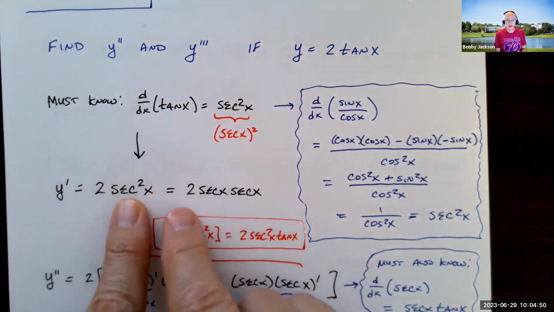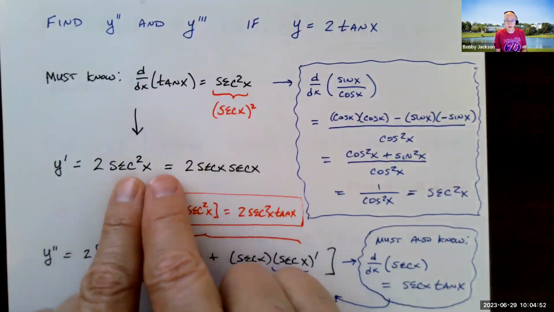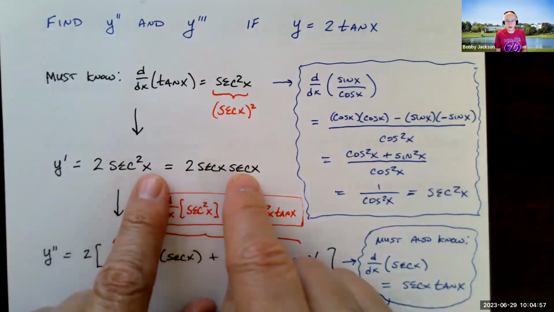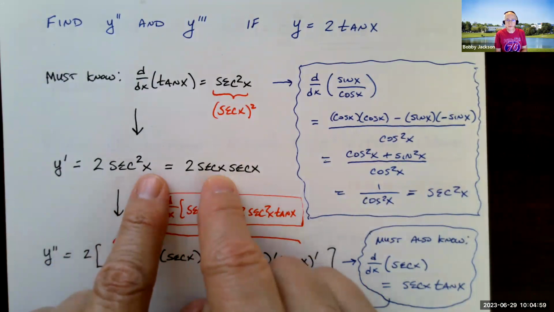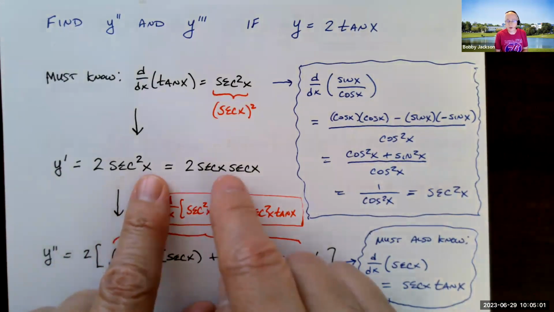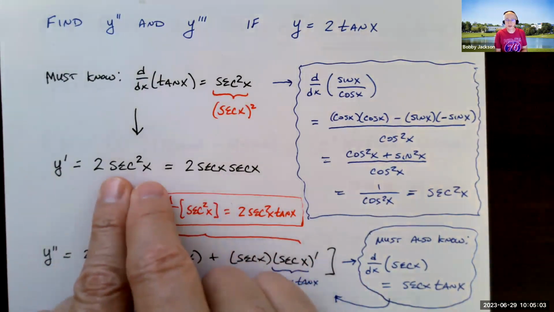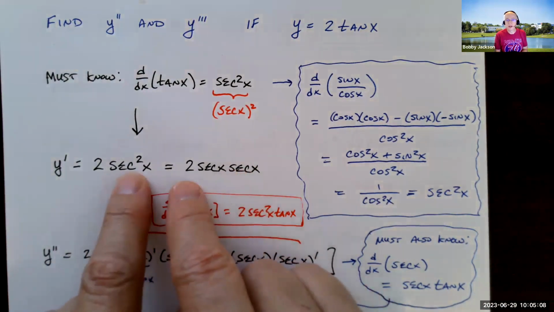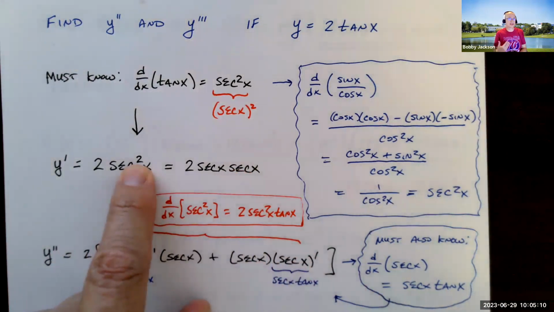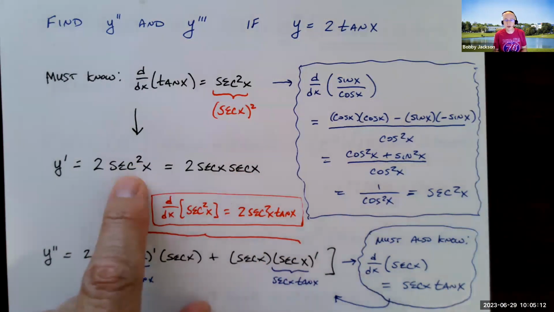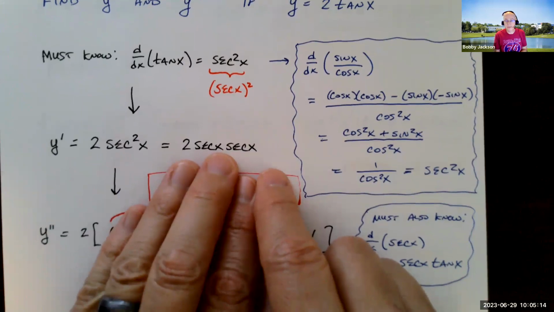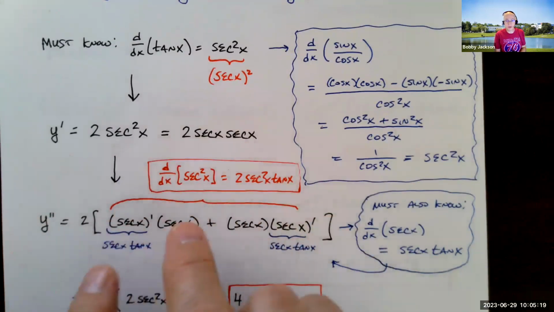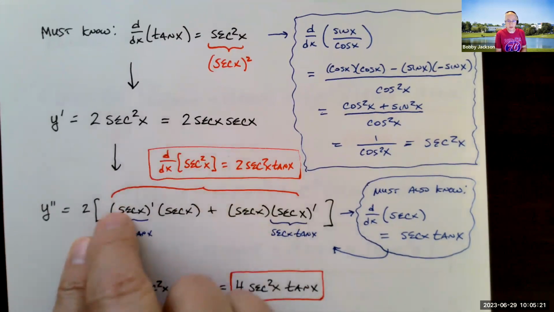Right, now to find the second derivative, I'm going to rewrite the first derivative as 2 secant x times secant x, because we're going to use the product rule on this. In the next section, 3.7, we're going to look at the chain rule, which would allow us to find the derivative of secant squared x in a different way, maybe a little bit easier, especially if instead of secant squared, it was like secant to the 7th power. We can do the chain rule, which is what we'll learn in section 3.7. But here I'm going to write it out this way because right now we have the product rule.